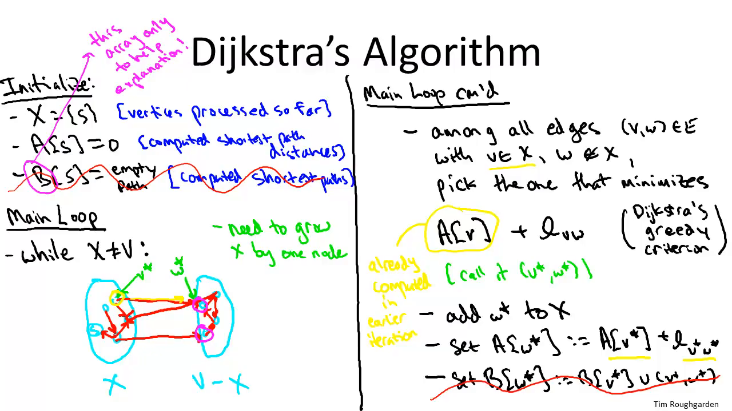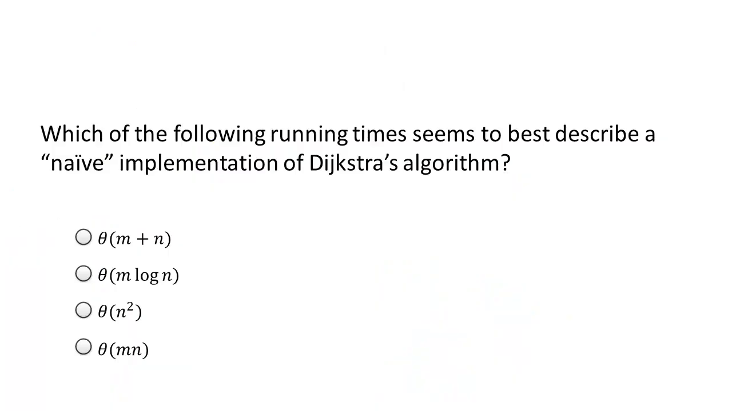So in the next quiz, what I want you to think about is the running time of this algorithm if we implemented it more or less as is, according to the pseudocode on this slide, without any special data structures. And in the answers to the quiz, we're going to be using the usual notation where M denotes the number of edges in the graph and N denotes the number of vertices of the graph.